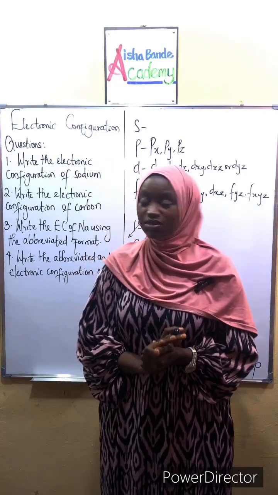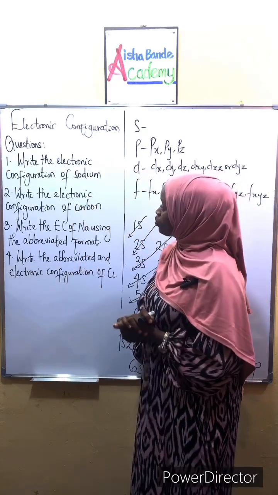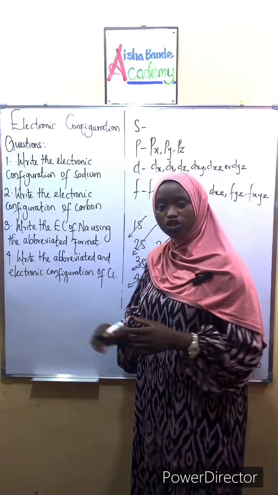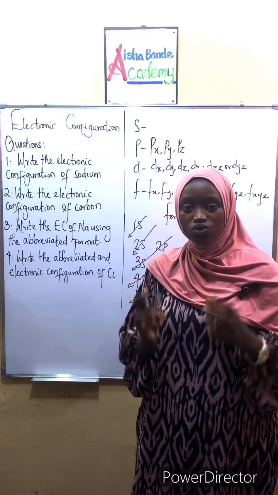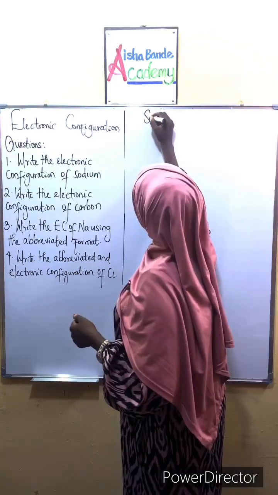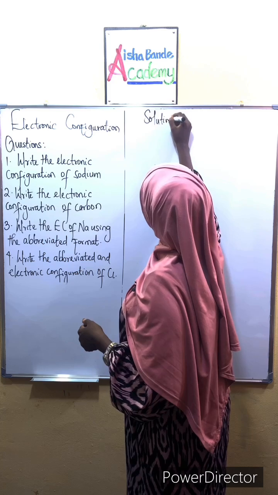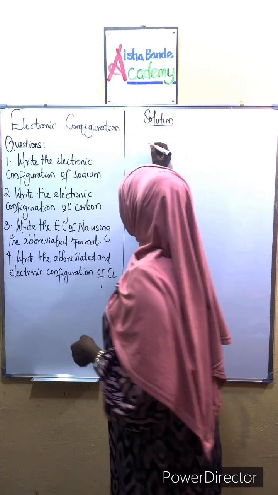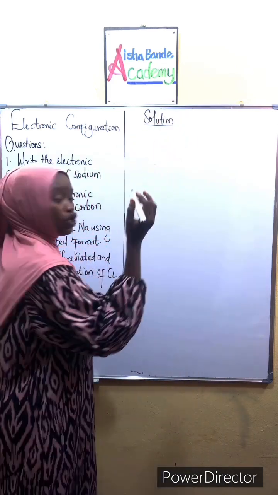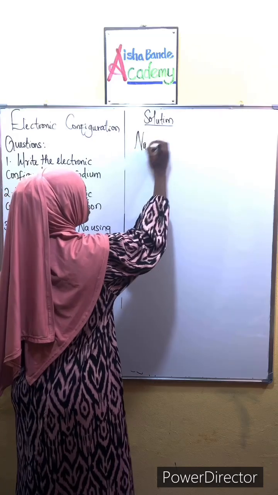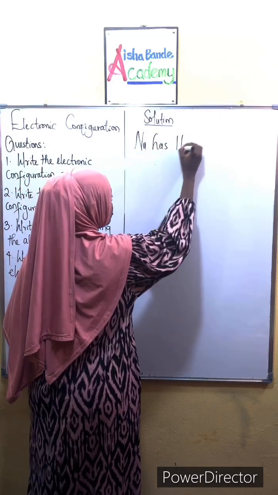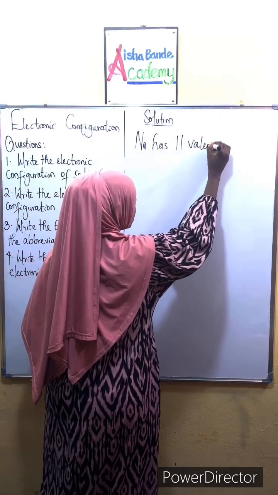So let's begin solving the question. The first one says that we should write the electronic configuration of an element which is called sodium. So solution. So we all know that sodium has 11 valence electrons.